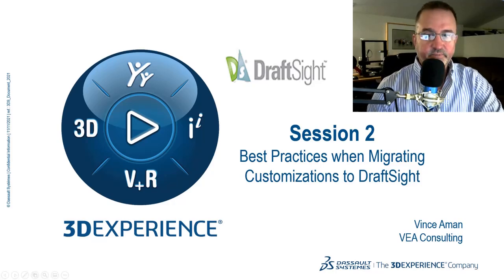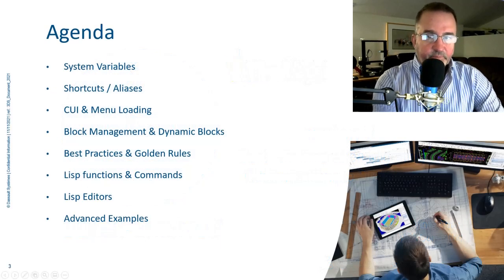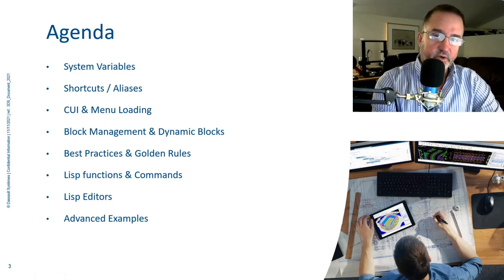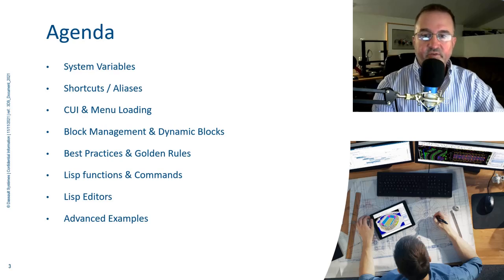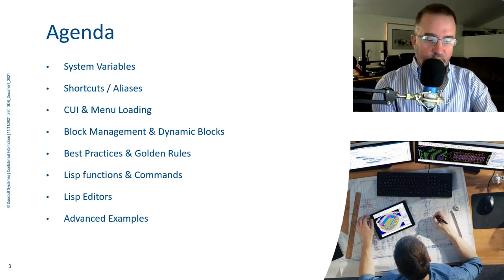So let's get started. The agenda that I have for this video is first we'll cover some system variables and some nuances around that. We'll talk a little bit more about shortcuts and aliases. We did cover that in the previous session. And then I want to cover the CUI and menu loading. When we look at the custom user interface, the CUI, there's a couple things that you need to be aware of. There's some limitations and also some opportunities. And so I do want to take a little bit of time to talk about that.